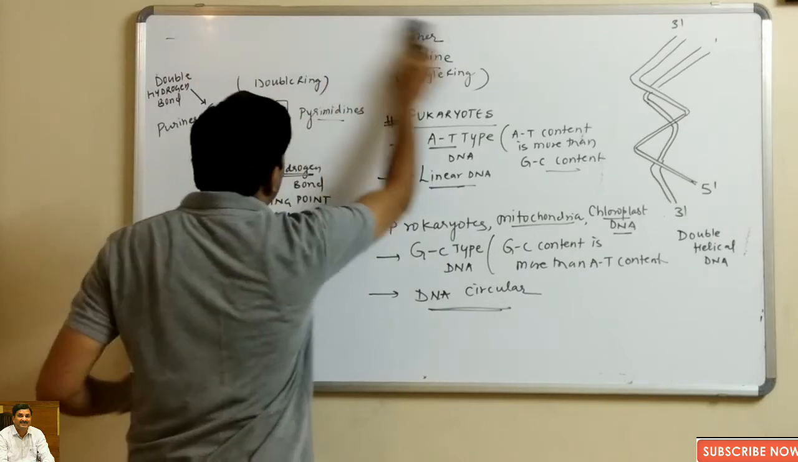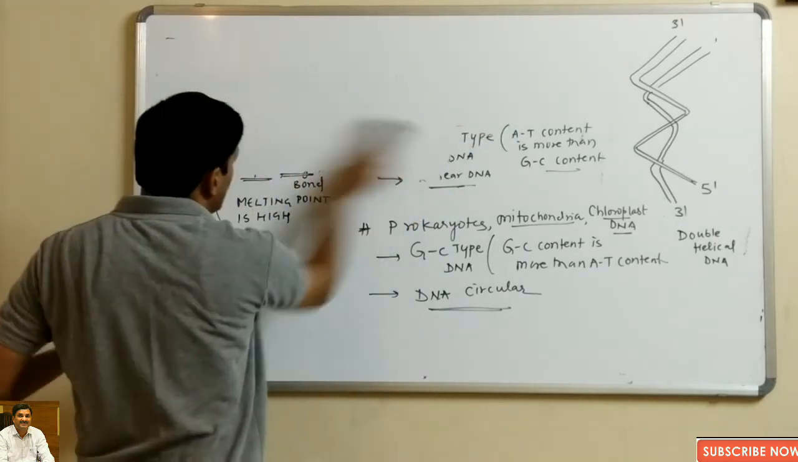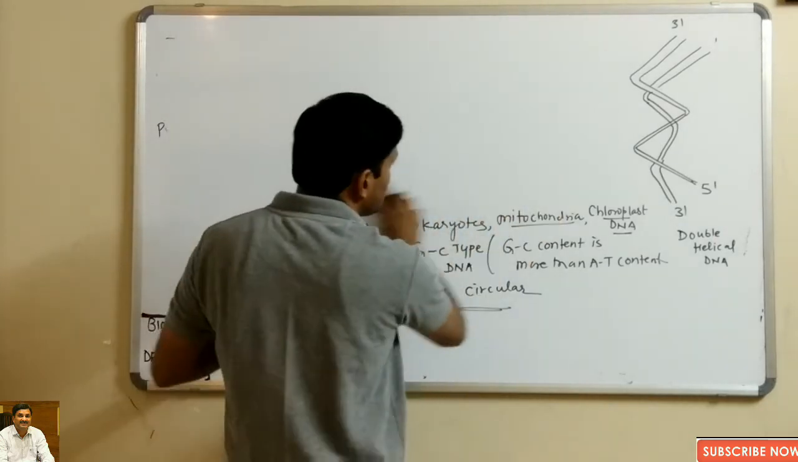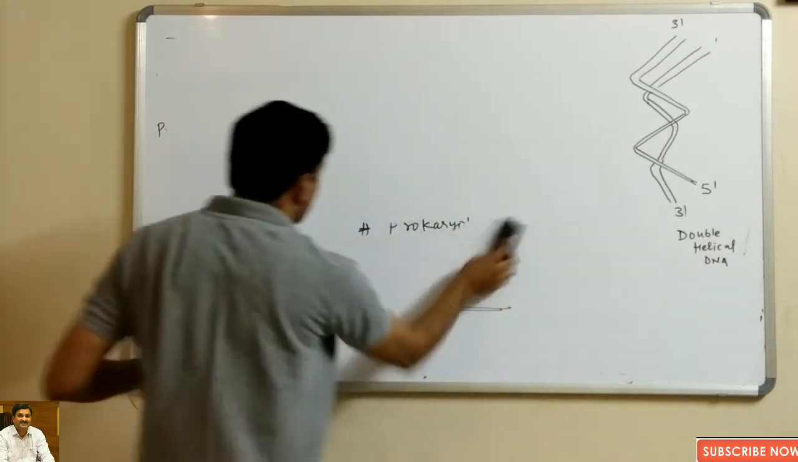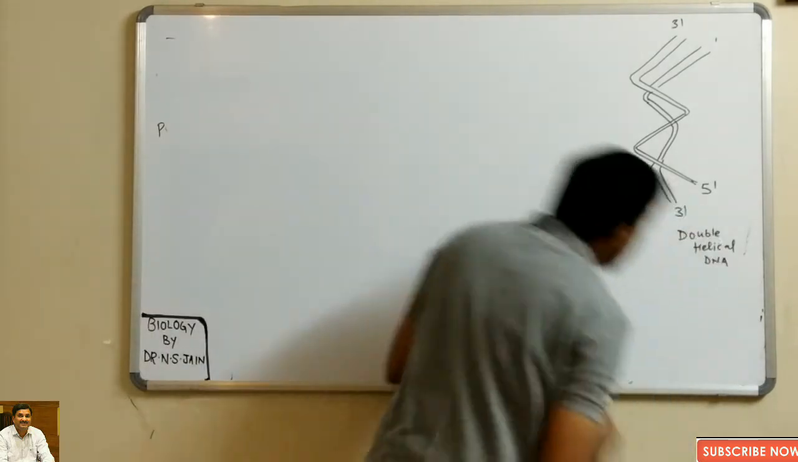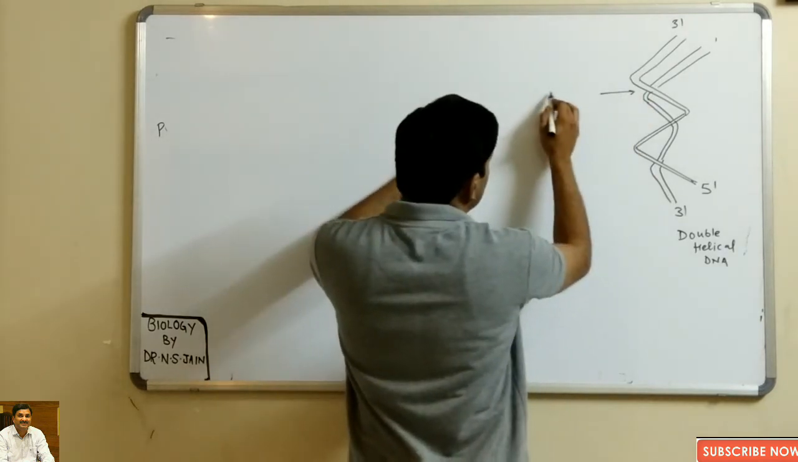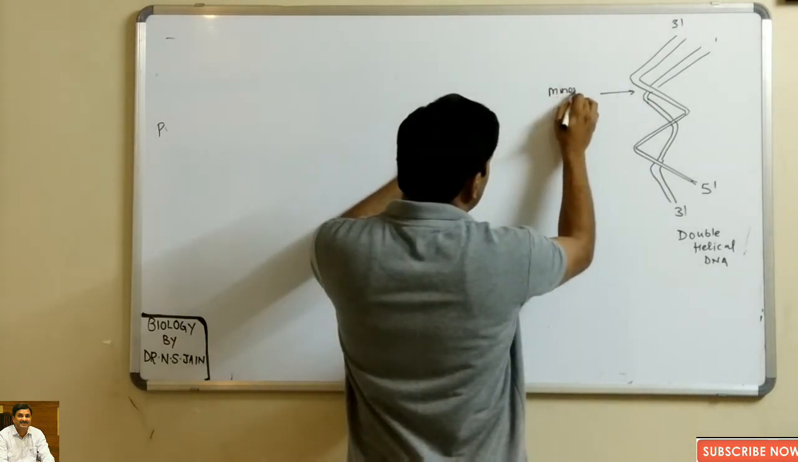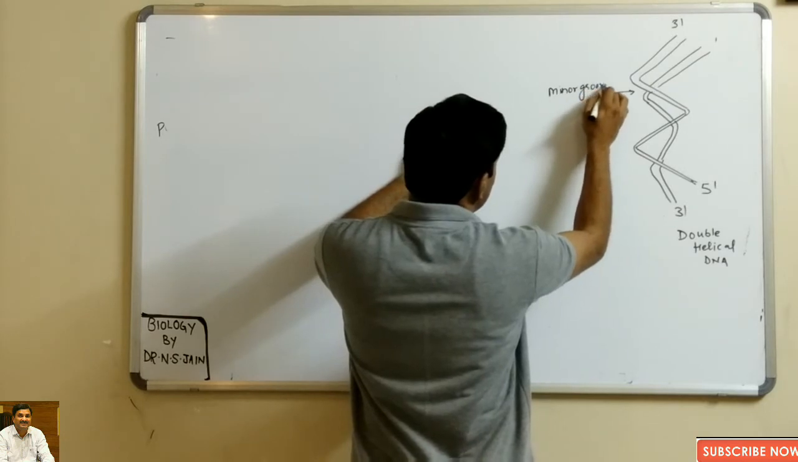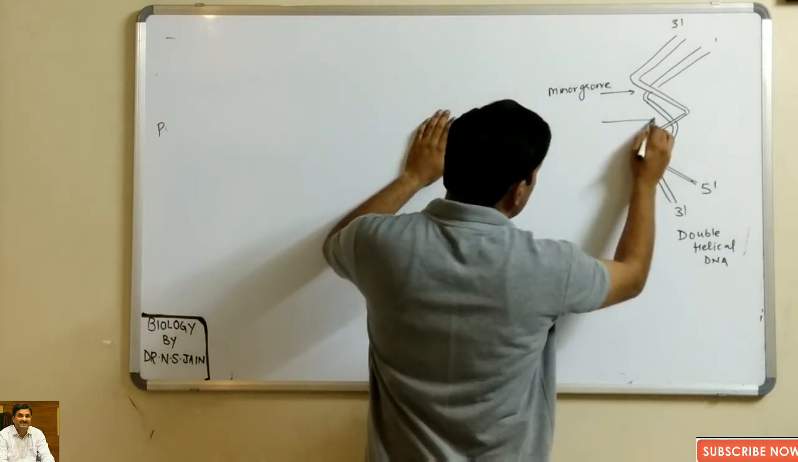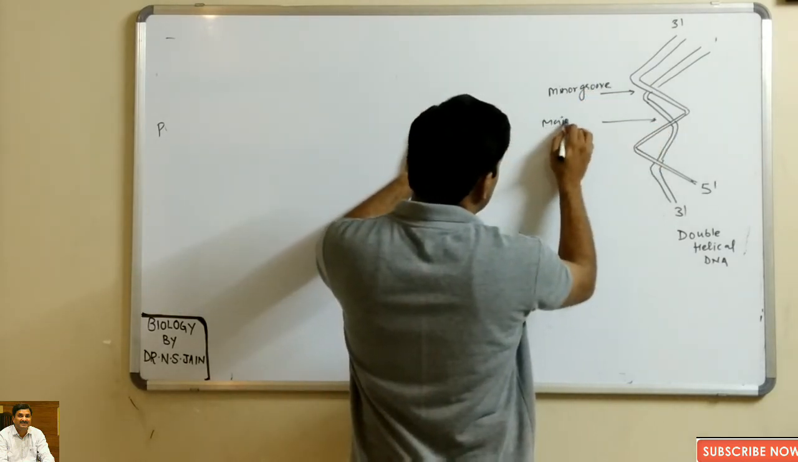Okay. Now let's have a look at the two chains of the DNA. Now see here, a DNA consists of two grooves. This is known as the minor groove. This is called the minor groove. This is called the major groove.